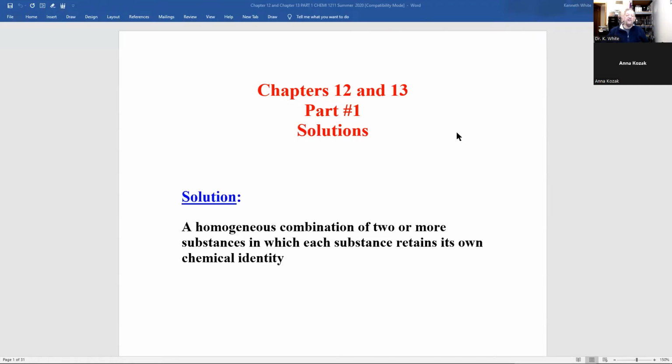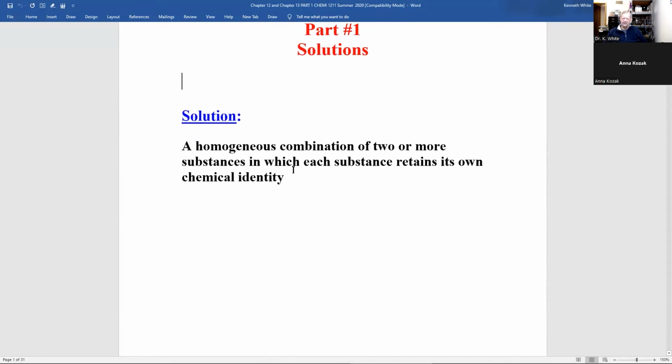Everybody see chapter 12, part 1, solutions on your screen? Thank you. And this chapter deals with solutions. And solutions are a very important part of our daily life. And what is a solution? It's a homogeneous combination of 2 or more substances in which each substance retains its own chemical identity.